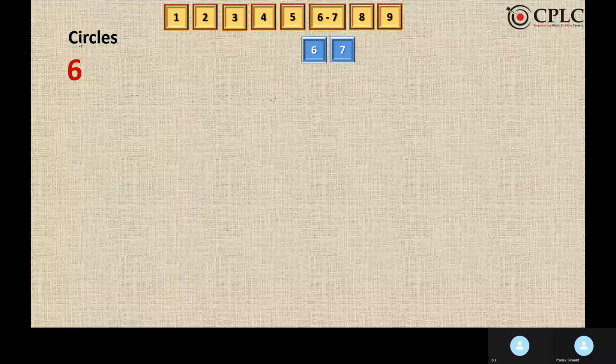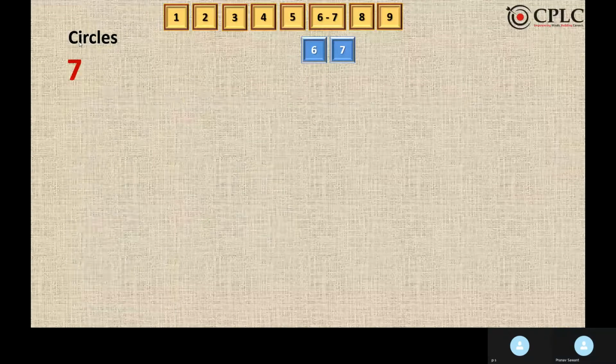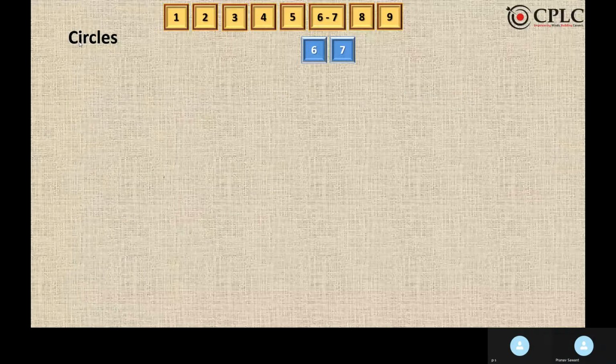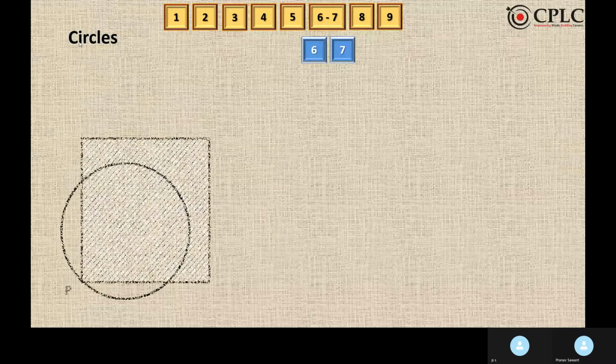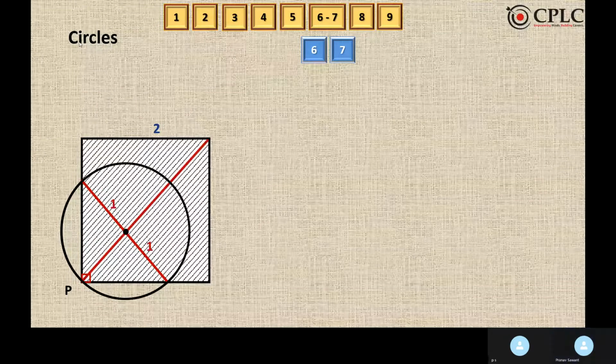Next question says the proportion of the sheet area that remains after punching is what? And the seventh question says find the area of the part of the circular punch falling outside the square sheet. Now this is 2. This is the diameter and this is the diagonal.